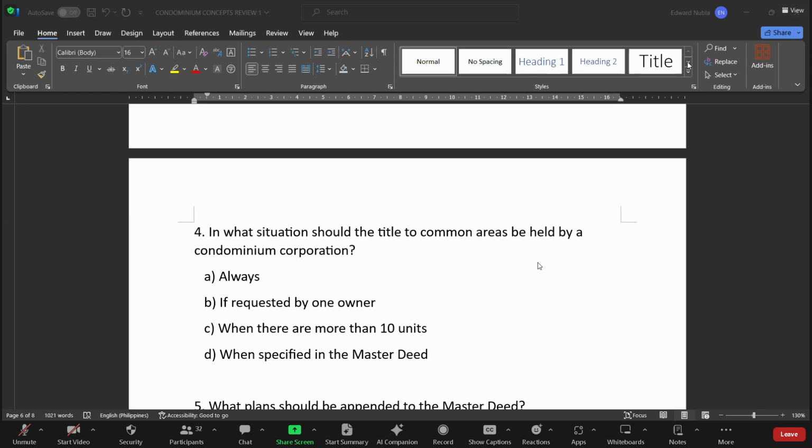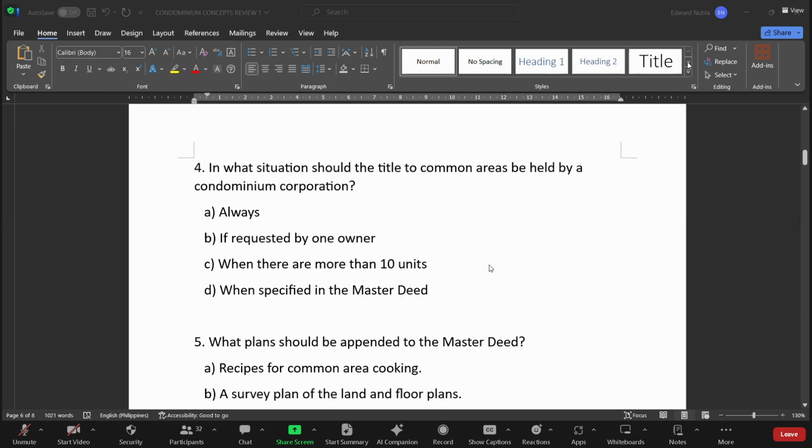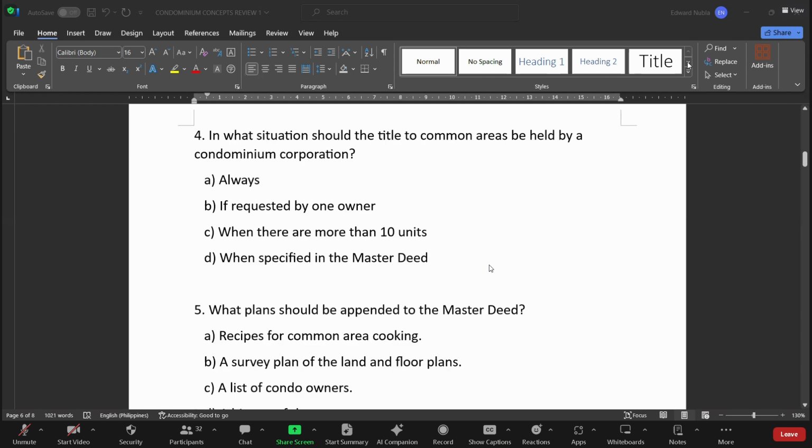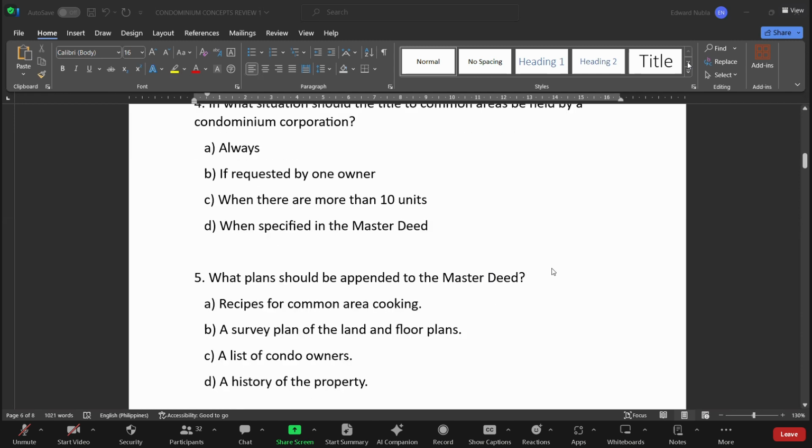Thank you, sir. Number five. It seems Sir Adrian is done already, right? Miss Roxanne. Sir Jose, later number six. Miss Roxanne? Yes, sir. What plan should be appended to the master deed? Letter D, a survey plan of the land and floor plans. Number five is letter B, a survey plan of the land and floor plans. Correct. All right, continue. Number six.